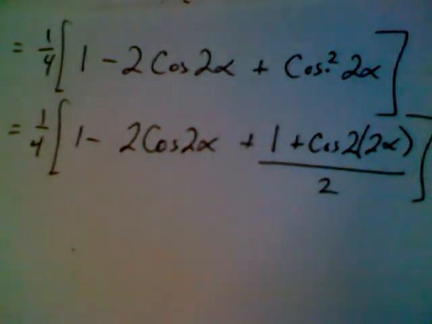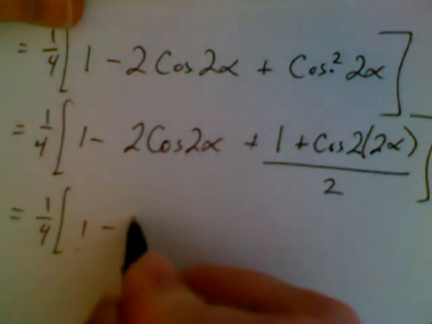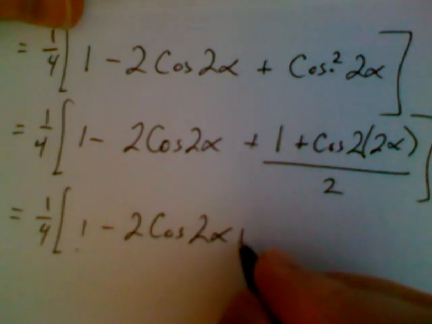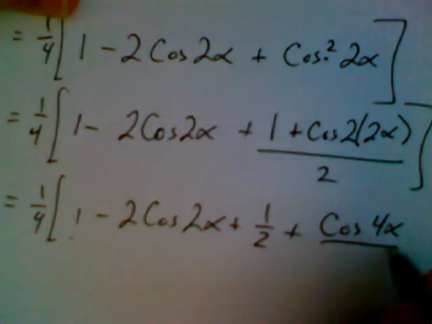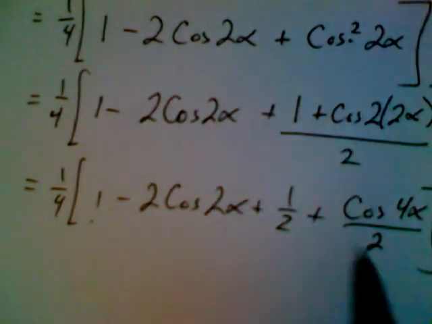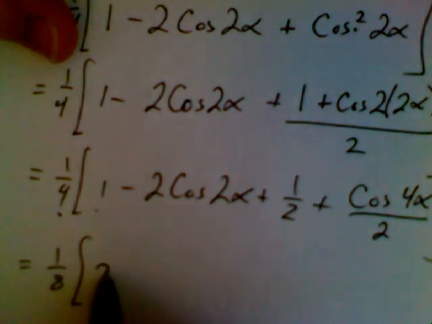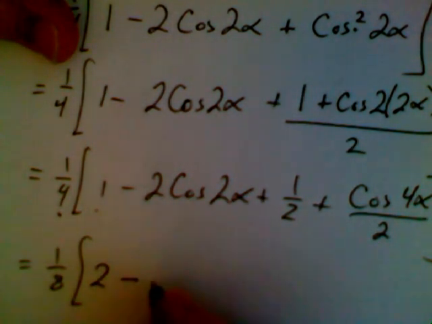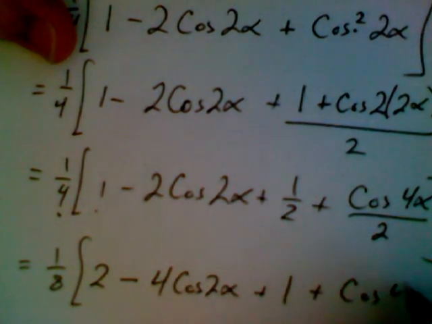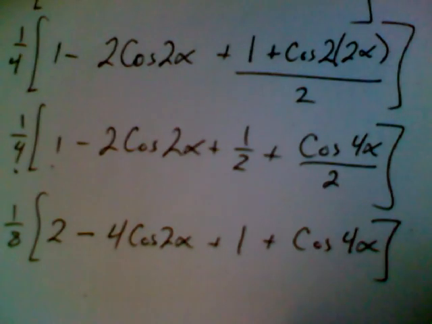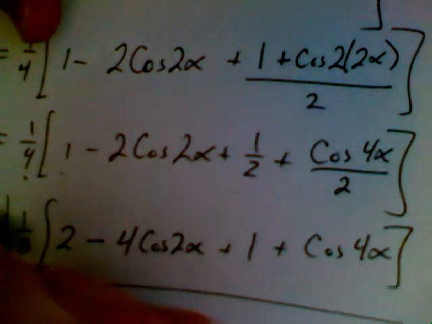And now all I'm going to do is simplify it just slightly. So this is going to be 1/4, 1 minus 2 cosine of 2 alpha plus a 1/2 plus a cosine of 4 alpha divided by 2. If I wanted to, I could go ahead and find a common denominator, pull this out so it's all a 1/8. Common denominator would be 2, minus 4 cosine of 2 alpha, plus 1 plus cosine of 4 alpha. Combining like terms, the 1 and the 2 make it 3, and there would be 3 terms in this end solution. This is fine.